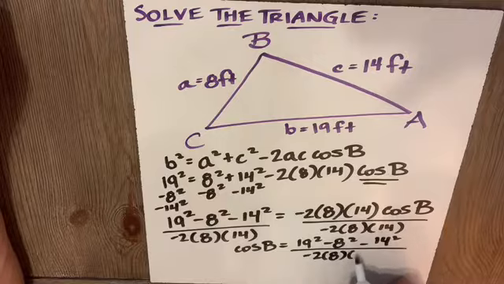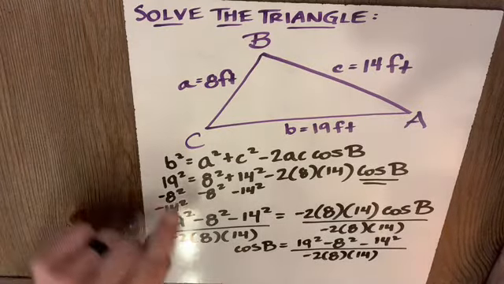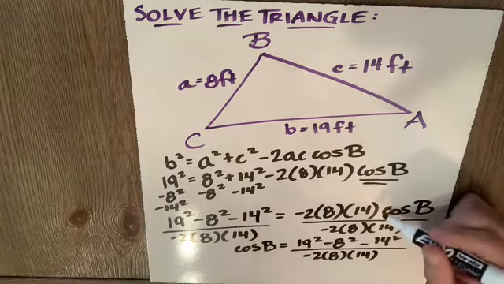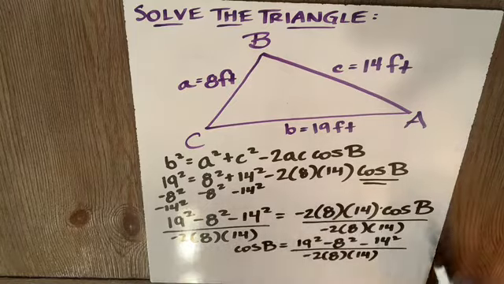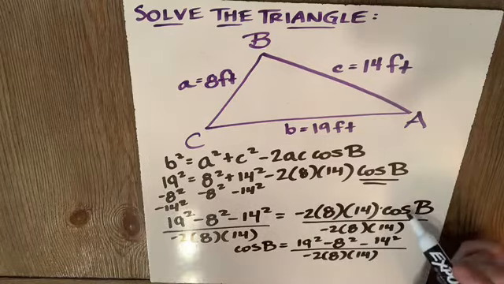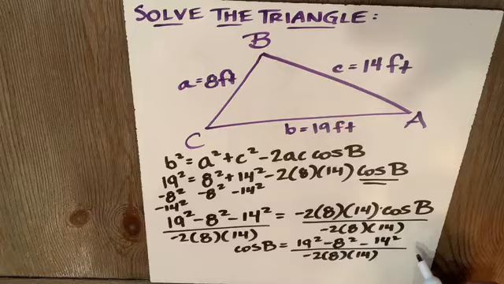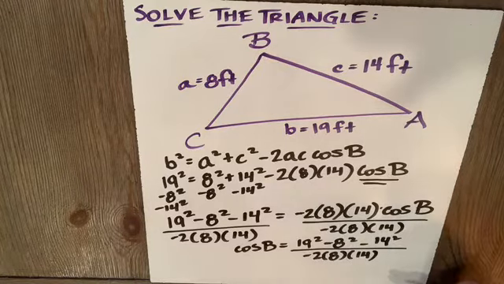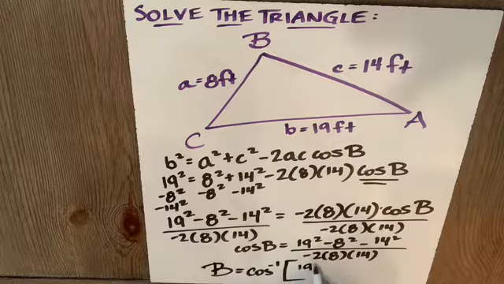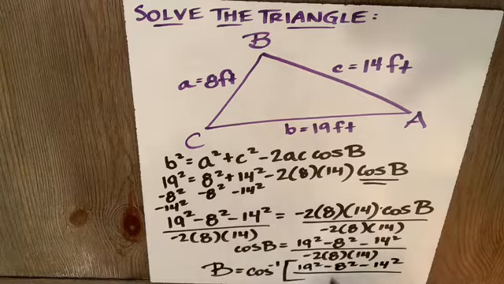What I see here, a lot of students first subtract 8 squared and subtract 14 squared from both sides. No problem. Then they add this to both sides or something. I don't know. They forget that this negative 2 times 8 times 14 is multiplying our cosine b. So we have to divide by that. Please be careful there. I don't want to see you make that mistake. So now this implies that angle b is equal to inverse cosine of 19 squared minus 8 squared minus 14 squared divided by negative 2 times 8 times 14.